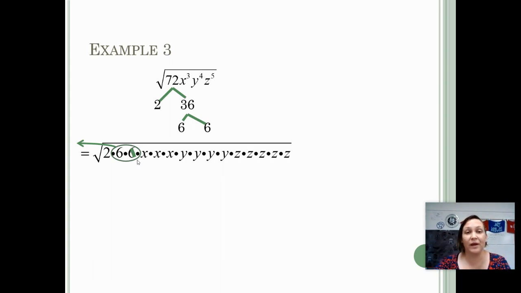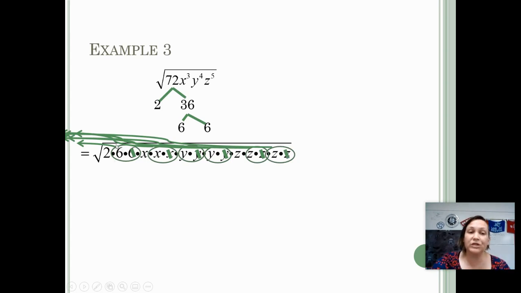Now we can also look for pairs in our variables. So if you're a visual learner, writing out all the variables is going to be really helpful because you can visually see, okay, I have two letter x's, one gets out and one goes away. And then notice that my third letter x, it didn't make it in the circle, and that's okay. For my y's, I have two letter y's, one gets out, one goes away, and then I do have another pair of y's over here. One gets out, one goes away. So a total of two y's are going to get out of that radical. The same thing will happen with the z's. I have a pair and I have a second pair.